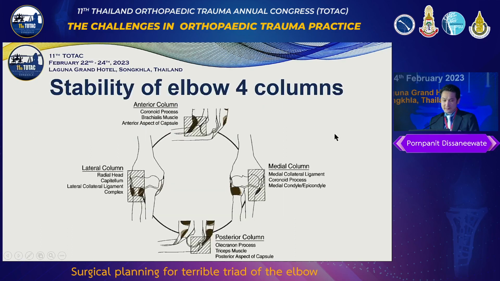motion. So the stability of the elbow can be divided into 4 columns: the anterior, medial, lateral, and the posterior. For the terrible triad injury, the injury involves 3 columns, including the anterior column, which is the coronoid process, brachialis muscle, and the anterior capsule. The lateral column is the radial head, the lateral collateral ligament complex, and also the capitulum. And the medial column is the coronoid process, the MCL, and the medial condyle, and also epicondyle.